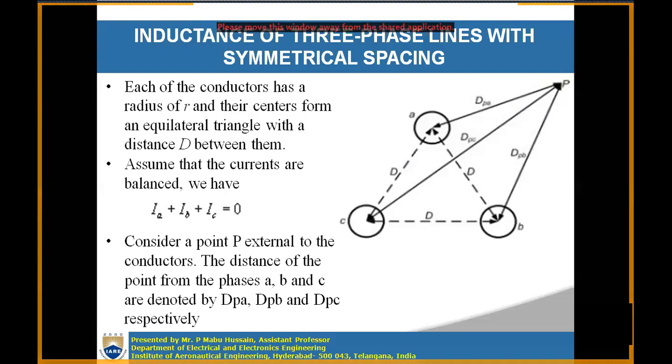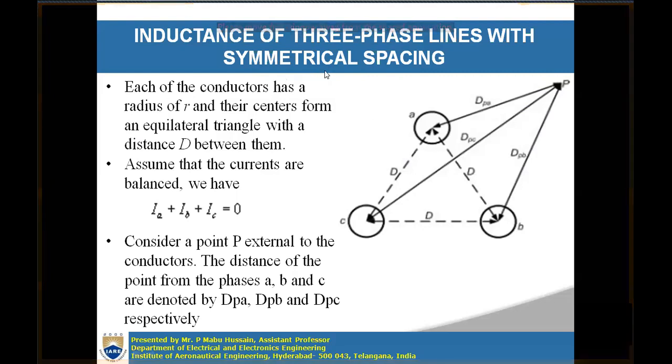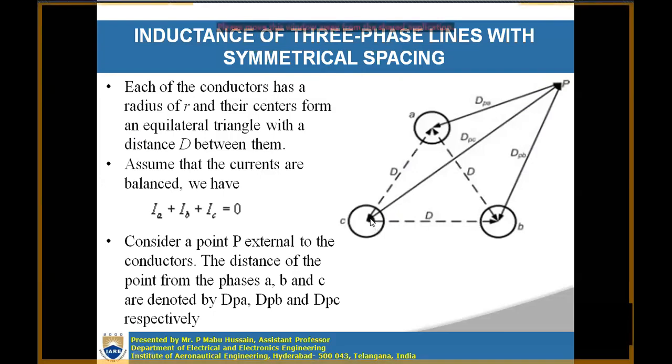So let us see the inductance of three-phase lines with symmetrical spacing. Let us consider a three-phase system which has three conductors A, B, C. Each conductor has radius r, and the distance between any two conductors is D. So here we are saying symmetrical spacing.